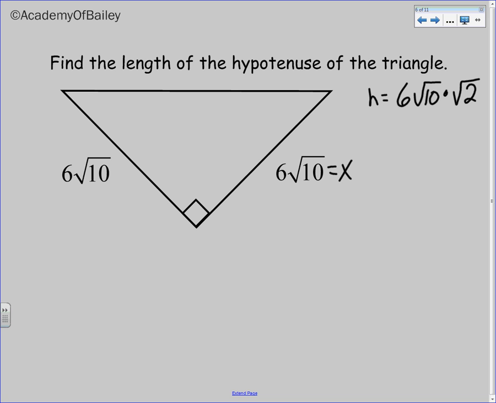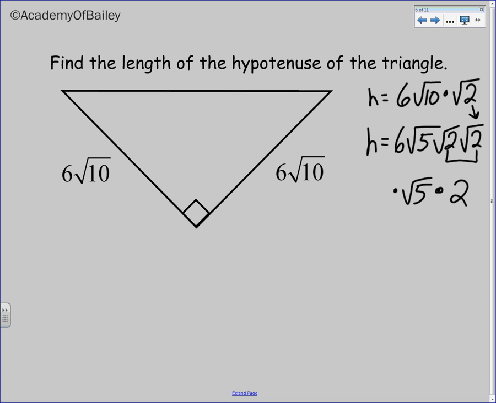Couple different things. You could go square root of 10 times the square root of 2. But I know I'm going to have to simplify that. And I'm going to break up 10 into the square root of 5 times the square root of 2. And then I'm dropping down that square root of 2 there. And why did I do that? Because square root of 2 times the square root of 2 is just 2. I have the square root of 5, and I'm going to have 6. Go ahead and multiply 6 times 2 to get 12. 12 square root of 5.